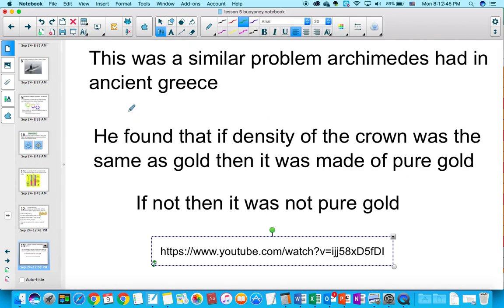This was a real example a famous mathematician by the name of Archimedes solved in ancient Greece. He found that if the density of the crown was the same as gold, it had to be made of pure gold. And if it wasn't the same as gold, then it would not be made out of pure gold. And so he found out that this crown that he was tasked with investigating wasn't actually made out of pure gold, because the density of the crown did not equal the density of gold.